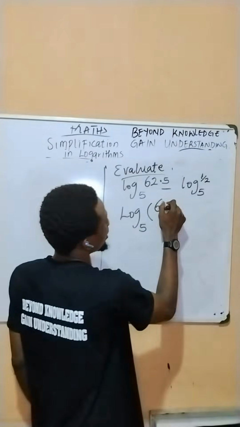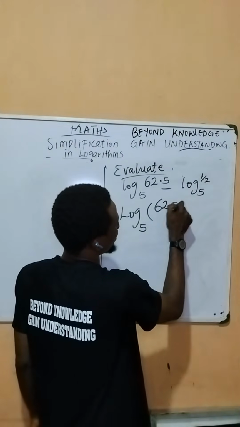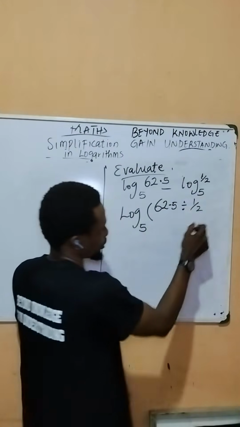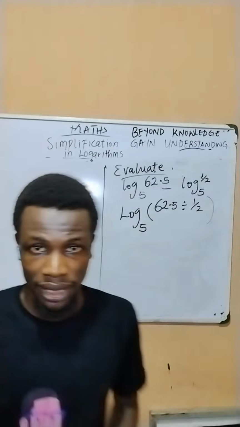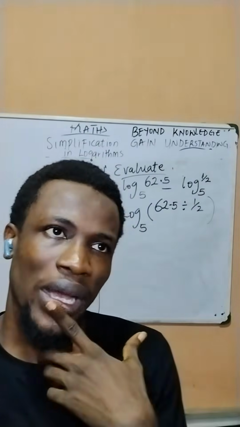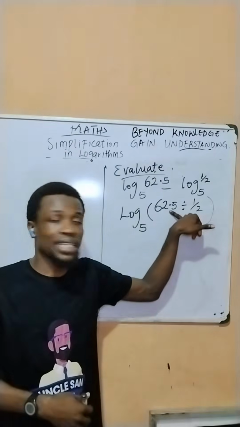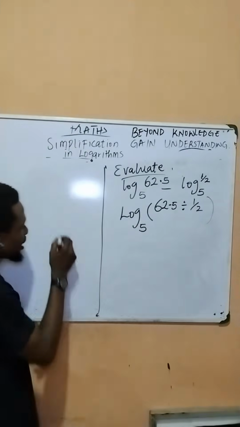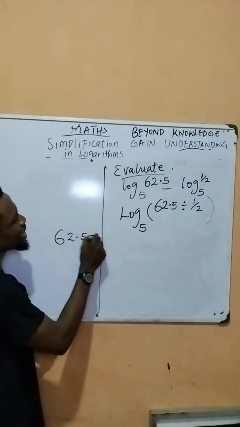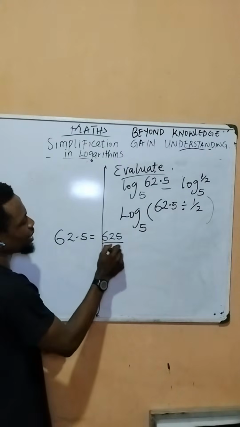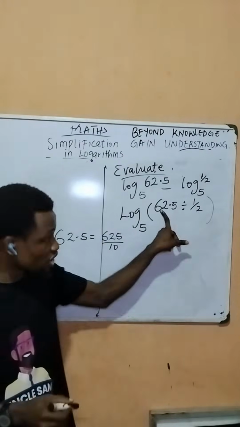62.5 divided by 1/2. This is what we have here. So what do we do next? Well, we can go on to simplify this 62.5. I know that 62.5 is the same thing as 625 divided by 10. So I can change this to become that.